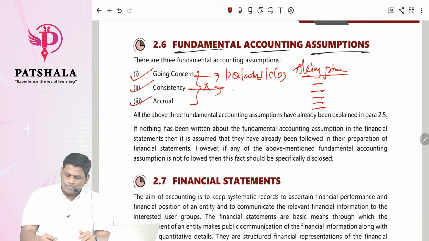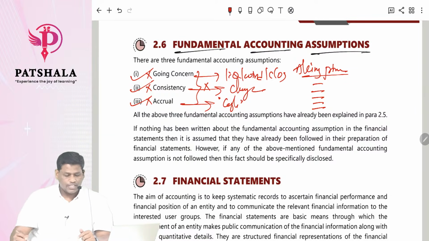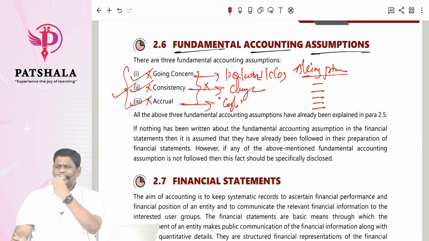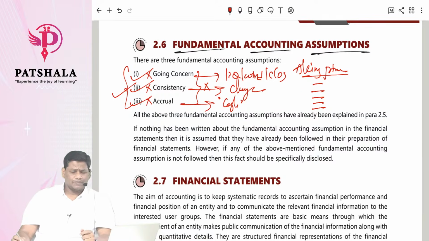What is the alternative of consistency? Change. What is the alternative of accrual? Cash. And if you have not followed going concern, not followed consistency, not followed accrual, then you mention. If you have followed this, you need not mention. I'll assume that you followed. Okay?